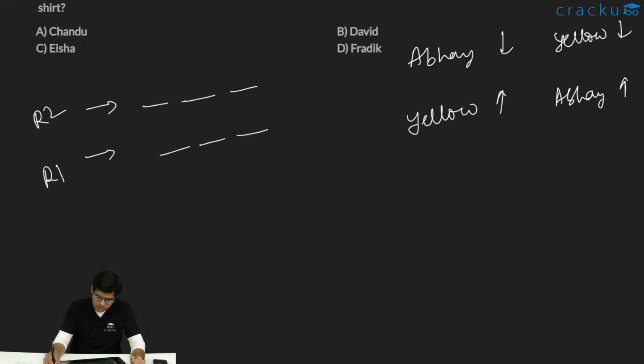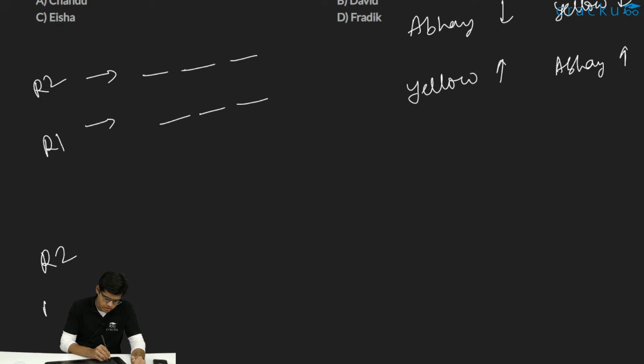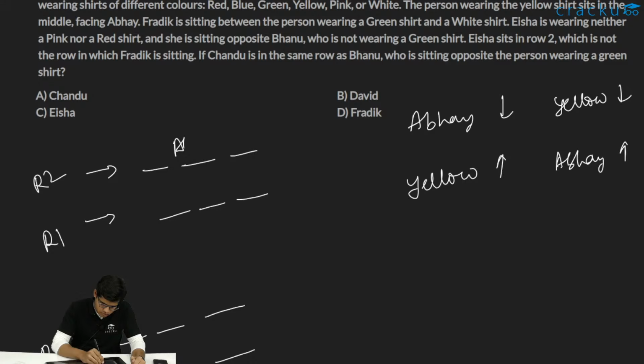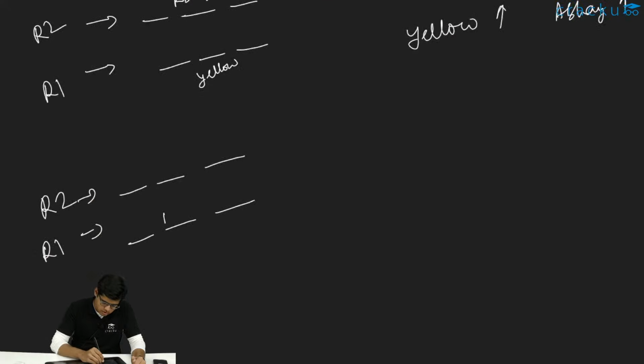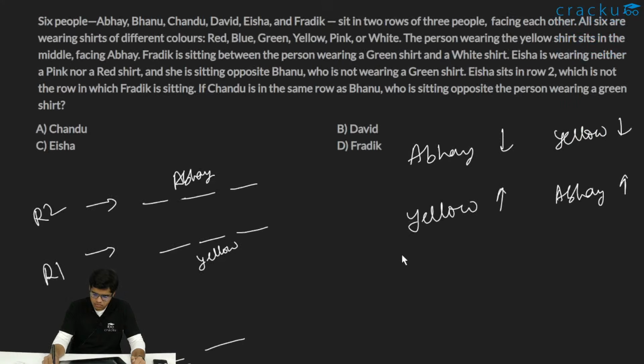So let's make the cases. Let's make another arrangement. So this is Abhay. I can actually remove this because this symbol is not required. And I can say this is Abhay and this is yellow. Okay.